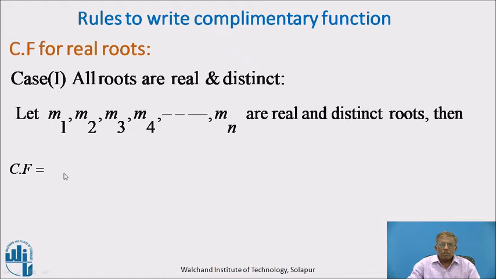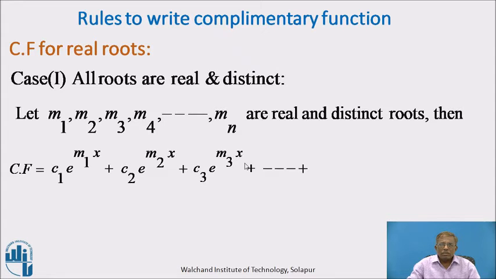Here I can choose C1 as the arbitrary constant for the m1 root, so that C1 e raised to m1 into independent variable x plus C2 into e raised to m2 into x plus C3 e raised to m3 into x plus and so on, plus Cn into e raised to mn into x. So, this is the rule to write the complementary function when roots are real and distinct.